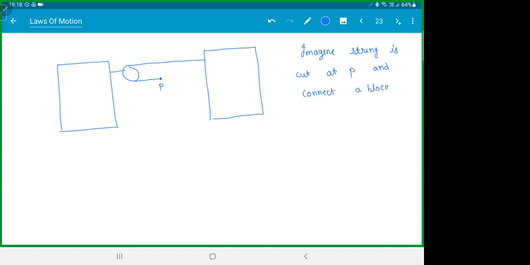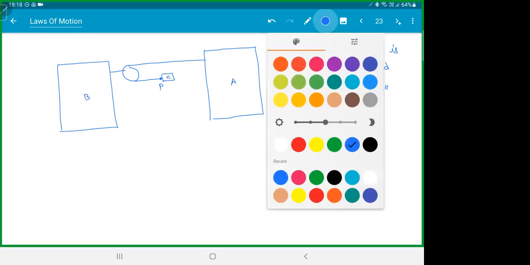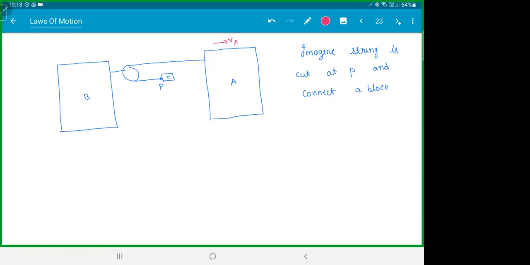That will be easy for you to understand. So you're just assuming a scenario like this. Let's call it C. So this is A, this is B, and this is C. So the whole question has become: this guy is going with VA, this guy is going with VB, and this guy is going with some VP. Tension, tension, tension, and this is tension.